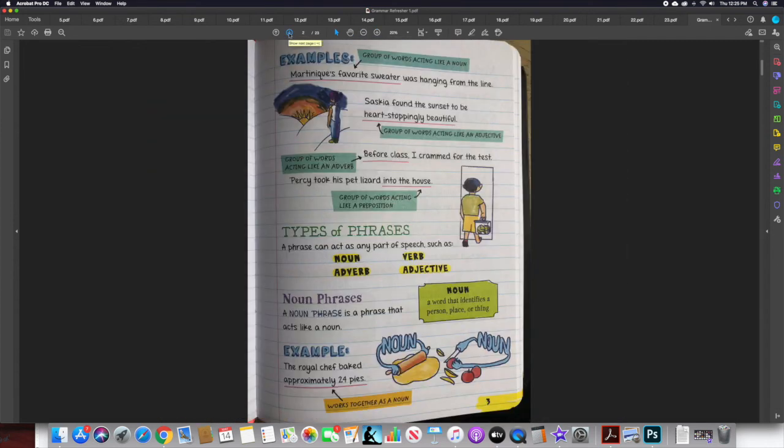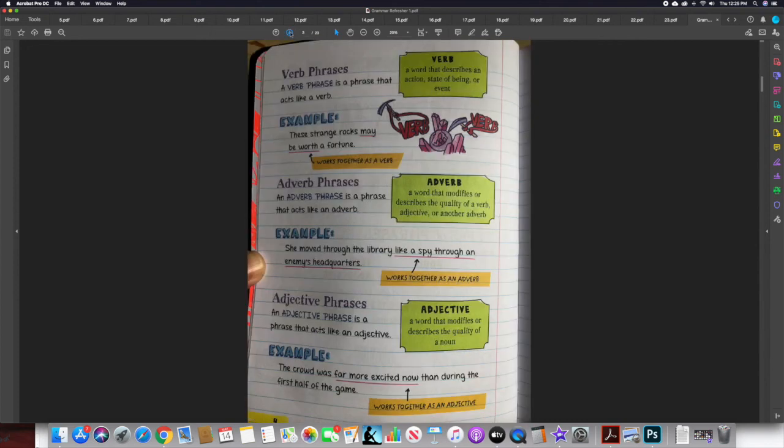All right. So, examples. Group of words acting like a noun: Martinique's favorite sweater. Group of words acting like an adjective: Sazika found the sunset to be heart-stoppingly beautiful. For adverb: for class, Percy took his lizard into the house. Preposition. Types of phrases, this is all just a basic noun, verb, adverb, adjective. You can go over this because I've uploaded it on to the portal. Verb phrase, all right. You can see all this. This is basic stuff that I'm not going to go over, but you can refresh it on your own.